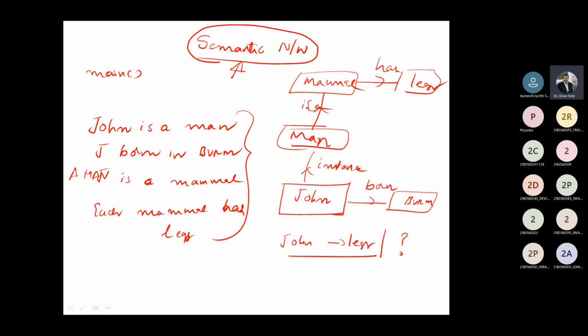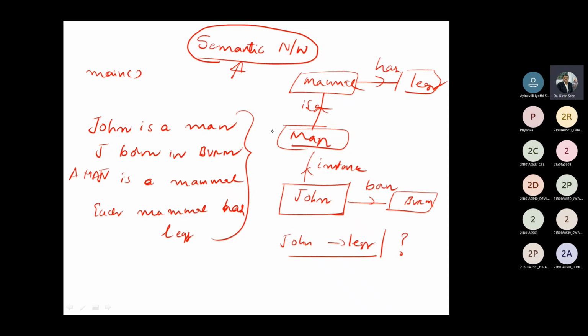So, in semantic networks, you will have a set of objects like John, man, mammal, and you have some relationships like what you draw in ER diagrams. Whenever there is a path, then we can say that the inference is valid. This is how semantic networks are created.